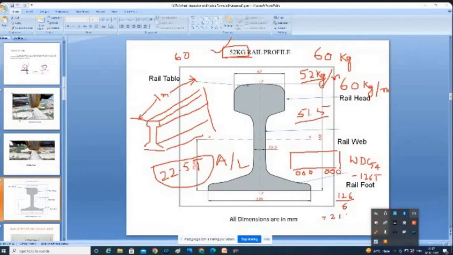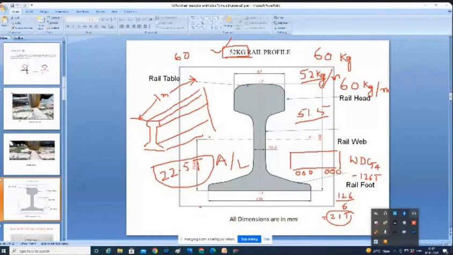That means this loco is permitted on this track. That means over 52 kg rail I can move it, because the axle load is 21 ton. Suppose it is more than that, say 22 ton, 23 ton. If you are carrying more, what will happen? It may break. These rails may break if you are carrying more than that.